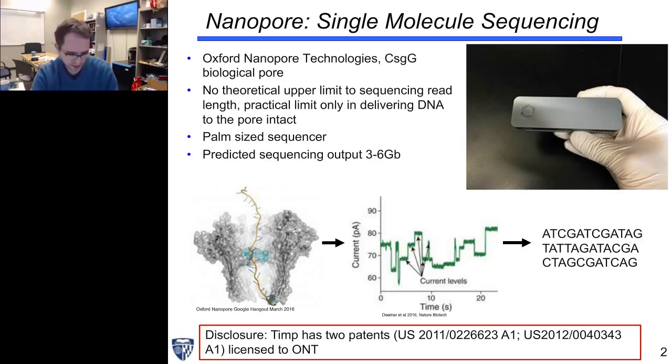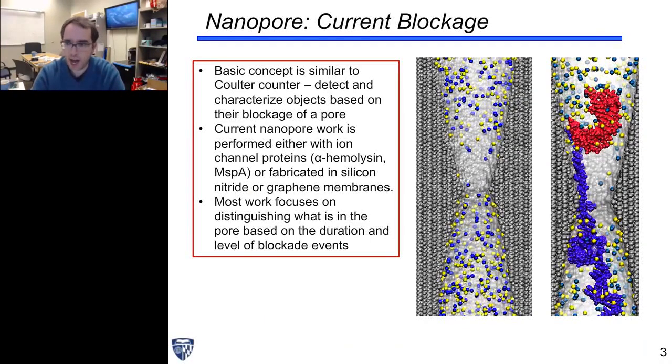The sequencer that they produce is quite small. It can fit in the palm of your hand. It plugs into a standard computer via USB port, and it can generate, per nanopore flow cell, on the order of 3 to 6 gigabases, or 3 to 6 billion bases of sequence data. How does the sequencer work?